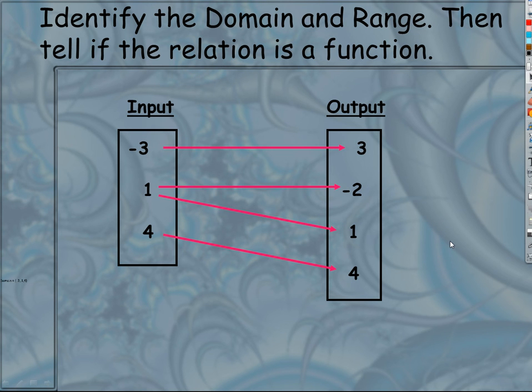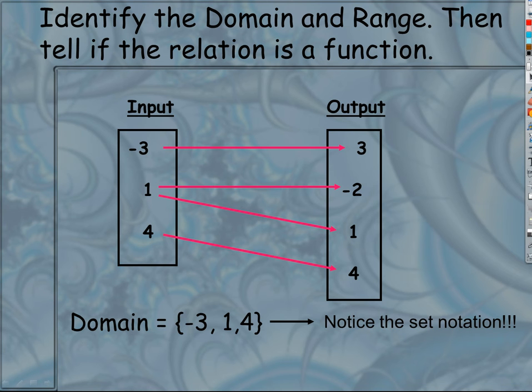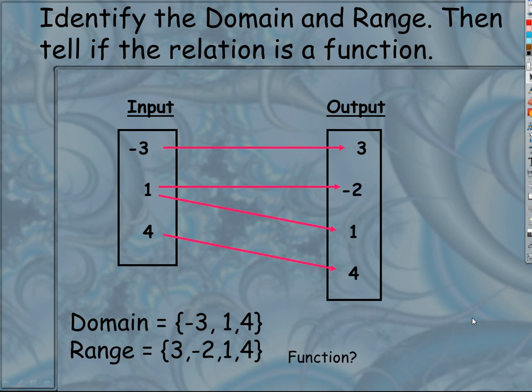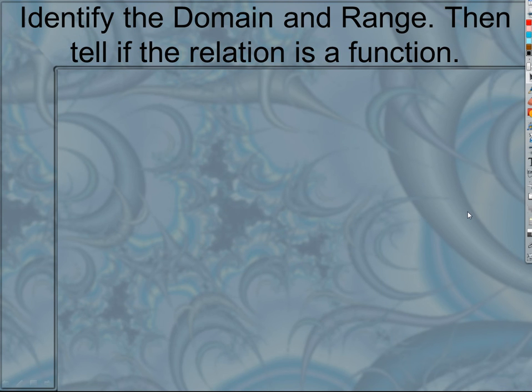Okay? So there's the domain. Oh, by the way, we call this set notation. When you get these squiggly brackets around the numbers that are separated by commas, that's set notation. So that's saying it's a set of values, and those are the three numbers in the set. There's our range. Function, no way. One is mapped onto two outputs. Doesn't work. How about this one?